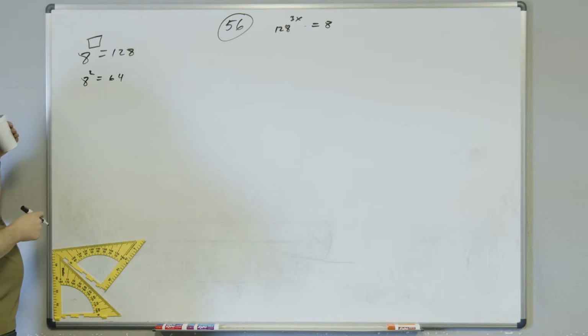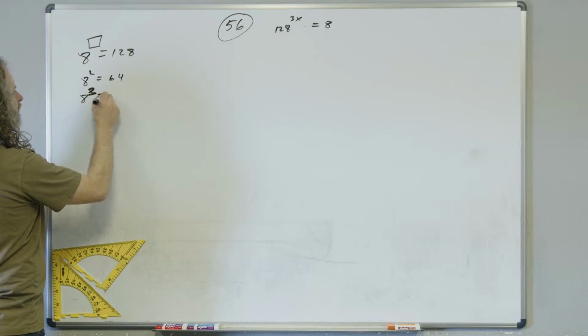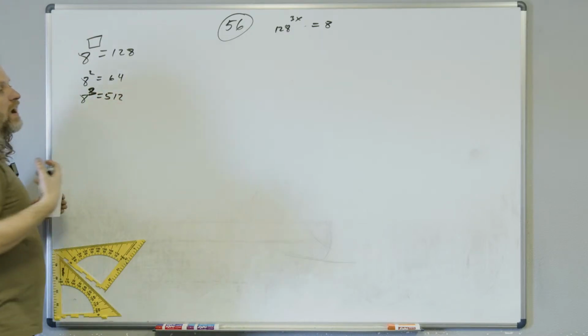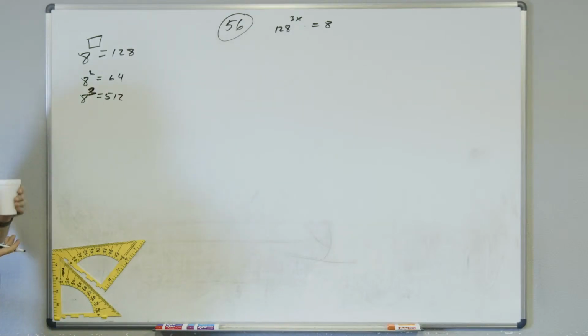8 cubed is 512. Oh no, it went too big, so we didn't get it. So what needs to happen now? We've got to change the other one.